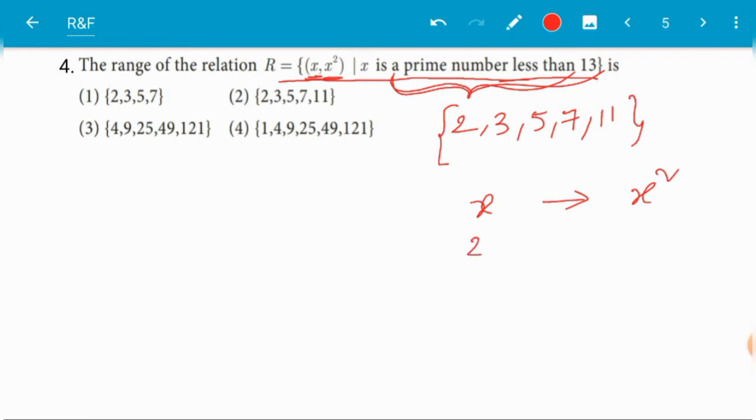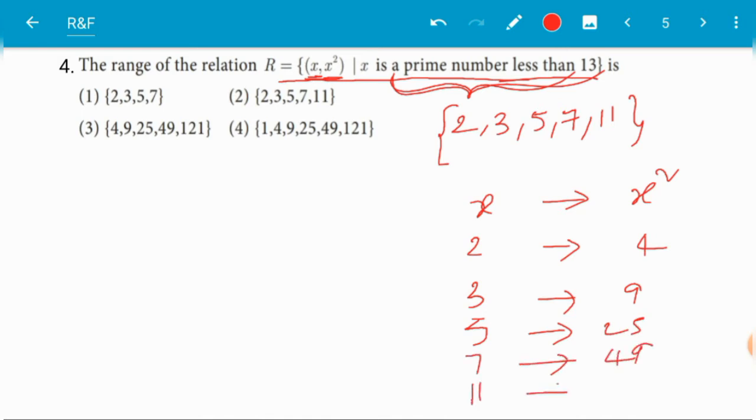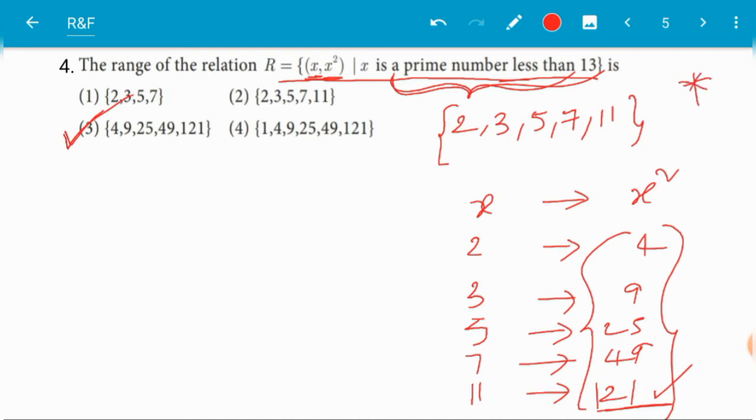X is 2, means x square will be what? 4. Next, 3 means 9. 5 means 25. 7 is 49. Next one, 11 is 121. These are the elements which will come in the range. So 4, 9, 25, 49, 121 is the correct answer, where we have option 3. Option 3 is the correct one. Super duper important question. Hope you understand.